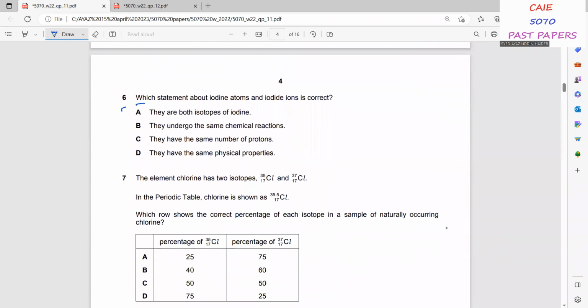Number 6, which statement about iodine atoms and iodide ions is correct? They are both isotopes of iodine? No, it's wrong. They undergo the same chemical reactions? No, this is also wrong. They have the same number of protons. Yes, they do have the same number of protons because ions are produced when electrons are gained or lost. So C will be the right answer.